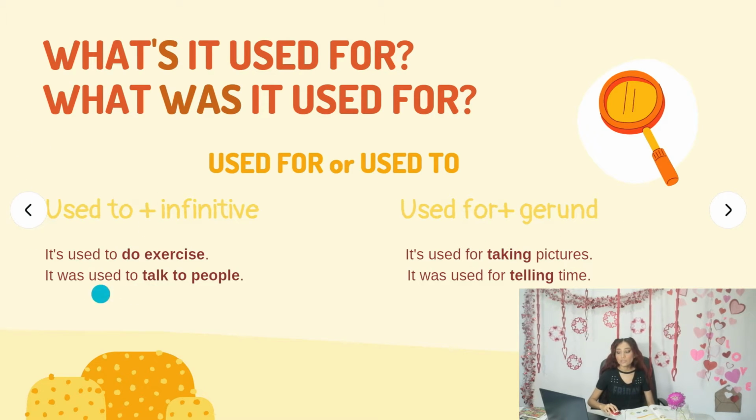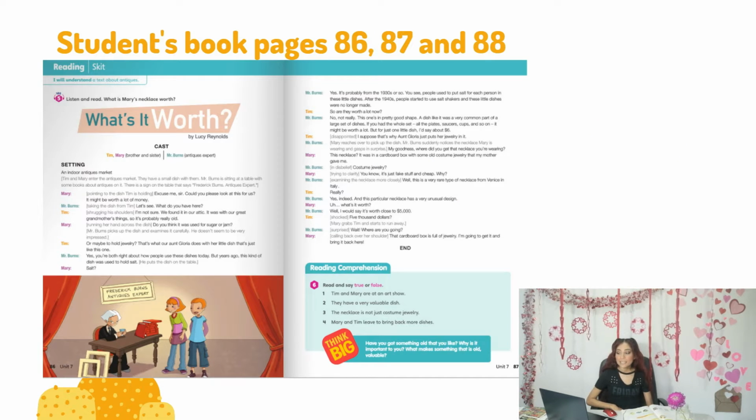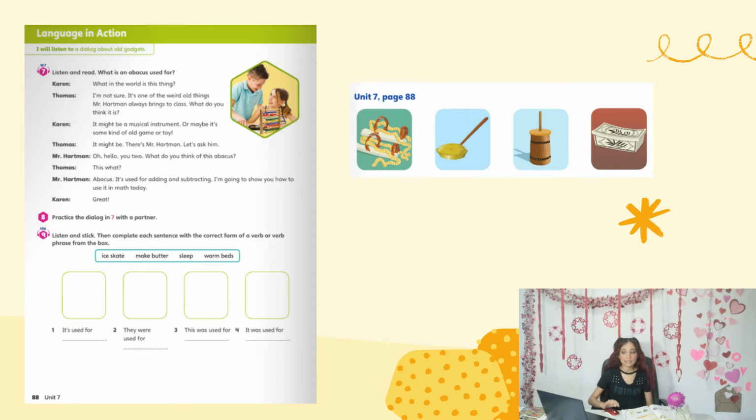Used for is used with gerund, and used to with infinitive. Used to is used to do exercise. Used for is used for taking pictures. Okay, and that's it. Later we did activities on pages 86 and 87. That was a listening, a reading, and you also needed to do comprehension activities, just writing true or false. And then page 88, where you needed to read this and paste the stickers in here, activity 9.